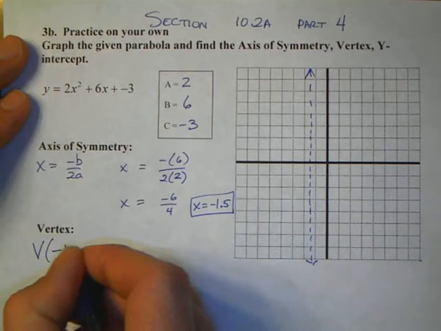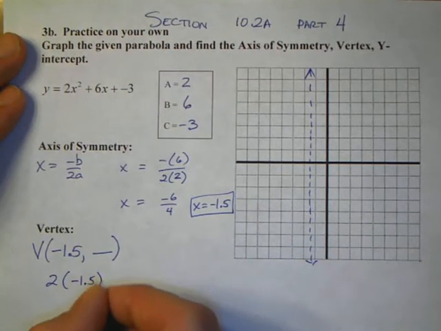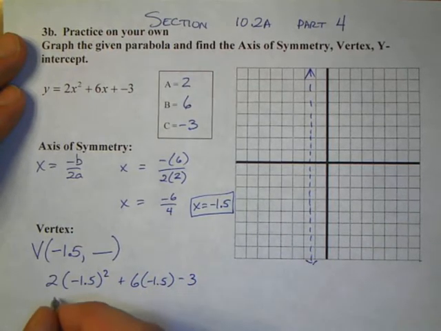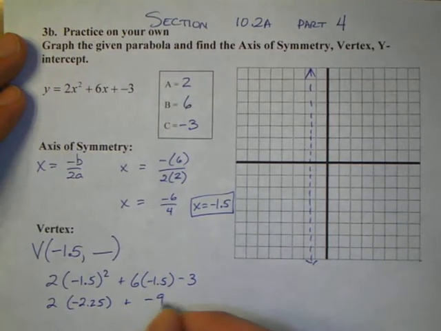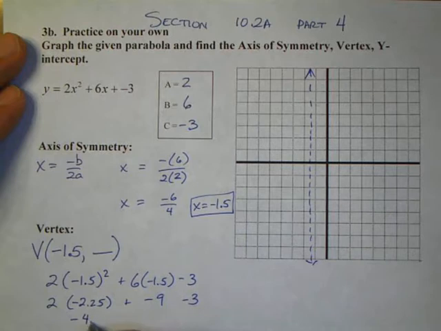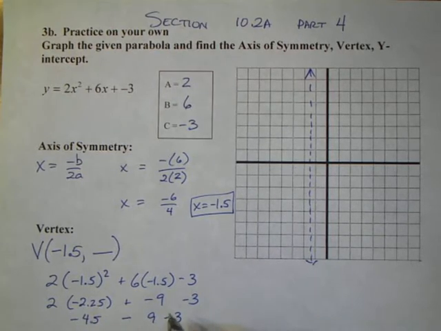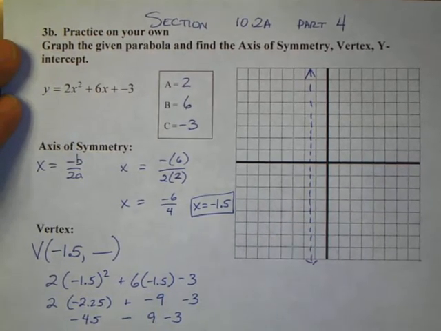Now we look at our vertex, negative 1.5, comma blank. We're going to put the value of negative 1.5 into our equation and subtract 3 at the end. Well, that's 2 times negative 2.25 plus 9 minus 3. That's negative 4.5 minus 9 minus 3. Well, that value, as we look at it, is negative 16.5. So we're going to go down to negative 16.5, which is somewhere down here.